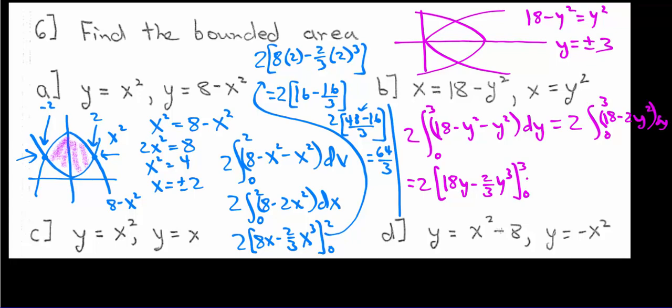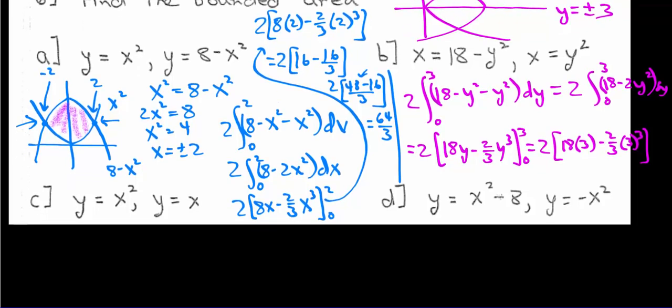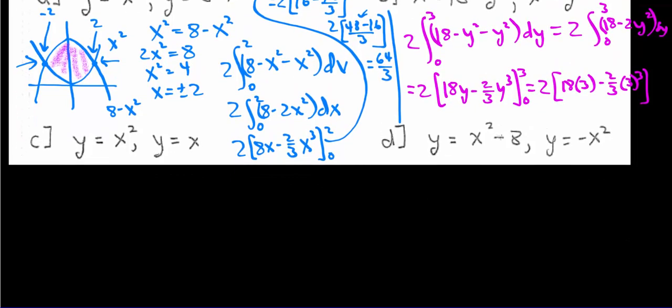Okay, now let's see what we got here. We got 2 times 18 times 3 minus 2/3 3 cubed. There we go. And then you can just do the arithmetic. Let me just move on from that. I don't want to stretch out the video too long, even though I do so love making the video, but got to keep it short.